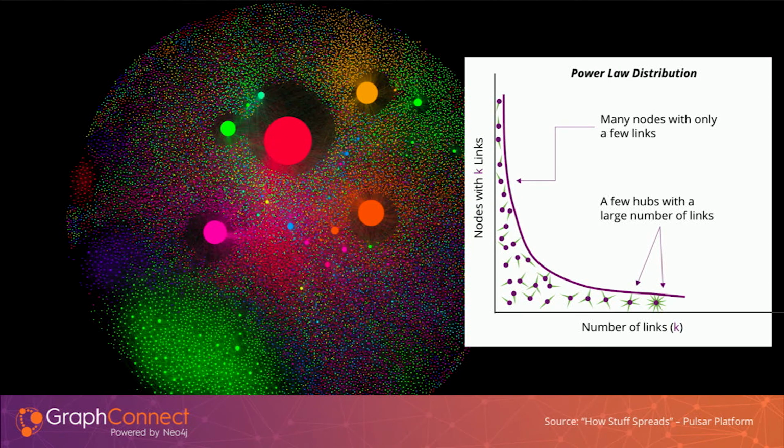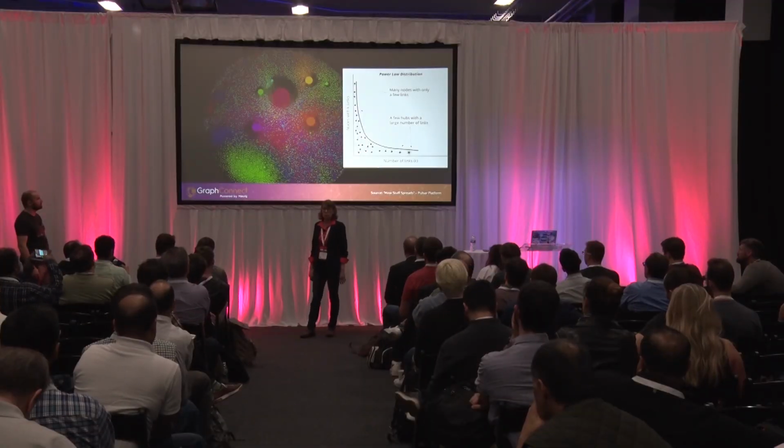And as you can imagine, if you kind of visualize that, what we're really looking at here is a power law distribution. And what that means is there's a lot of nodes with just a few connections and a few nodes with a lot of connections. We see this on the World Wide Web, we see this in business, we see this in nature. This is very common to see.